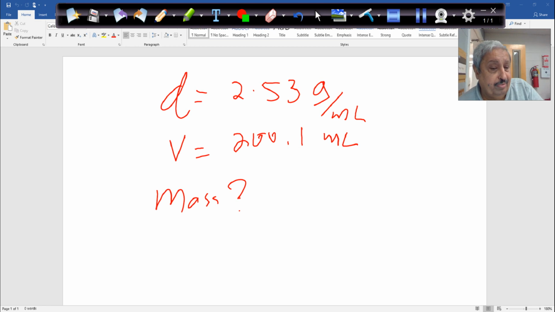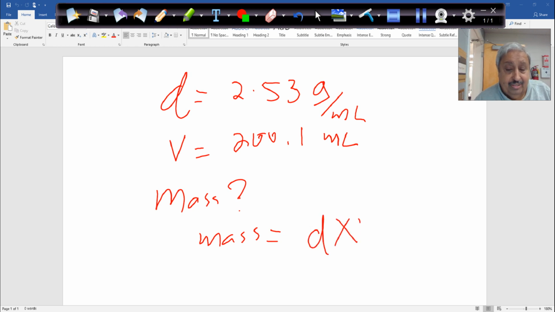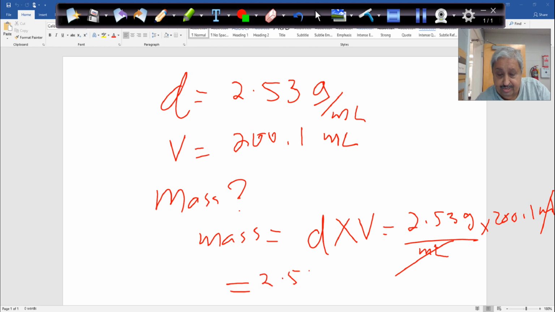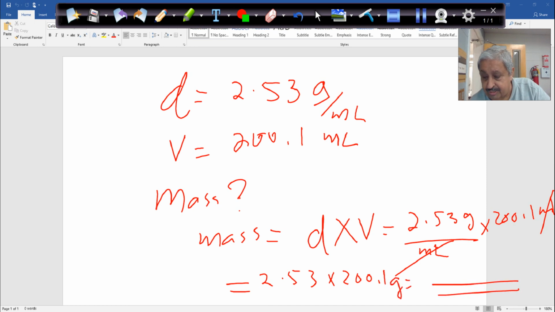So the mass will be, the mass will be what? Density multiplied by what? Volume, correct? So it will be density 2.53 gram per ml multiplied by 200.1 ml. ml with ml cancels out. So you have 2.53 multiplied by 200.1 grams. And the answer will be in grams.